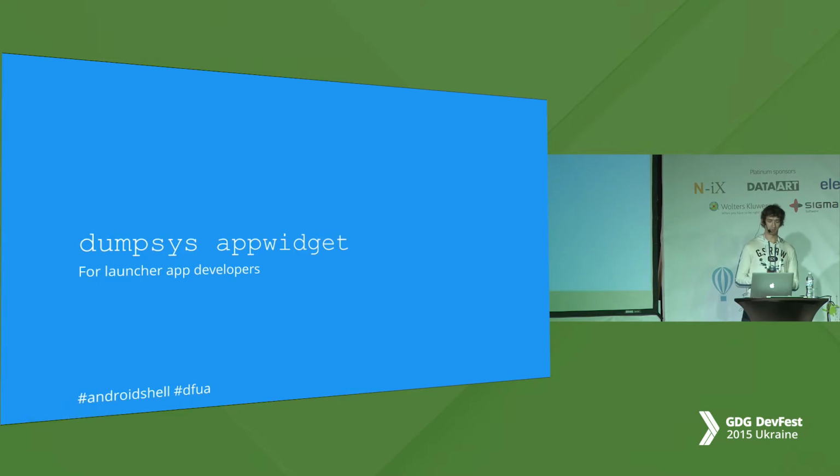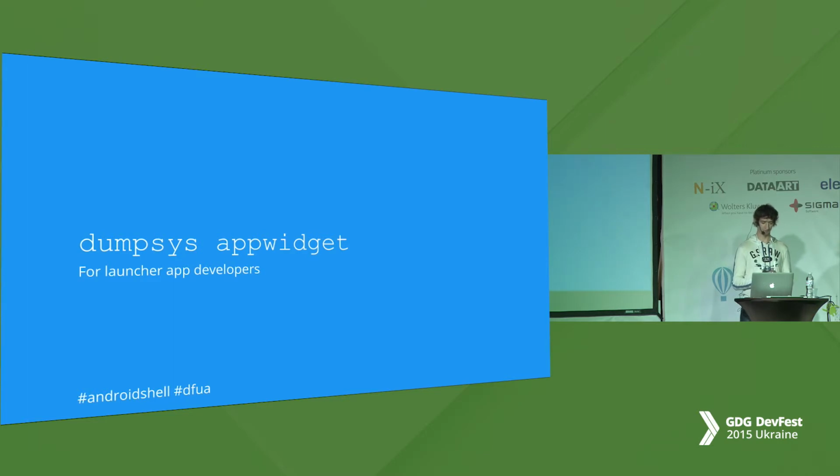Talking about other available tools and other system services that you can communicate with, one of them is App Widget, which can be very useful for launcher application developers. If you design a launcher application, you probably want to support different application widgets. And sometimes it's quite a complex task to implement it properly using the App Widget Manager. And this command will allow you to see what widgets are currently installed, what widgets are available and displayed on a particular host in your application, whether you do not have any leaks.